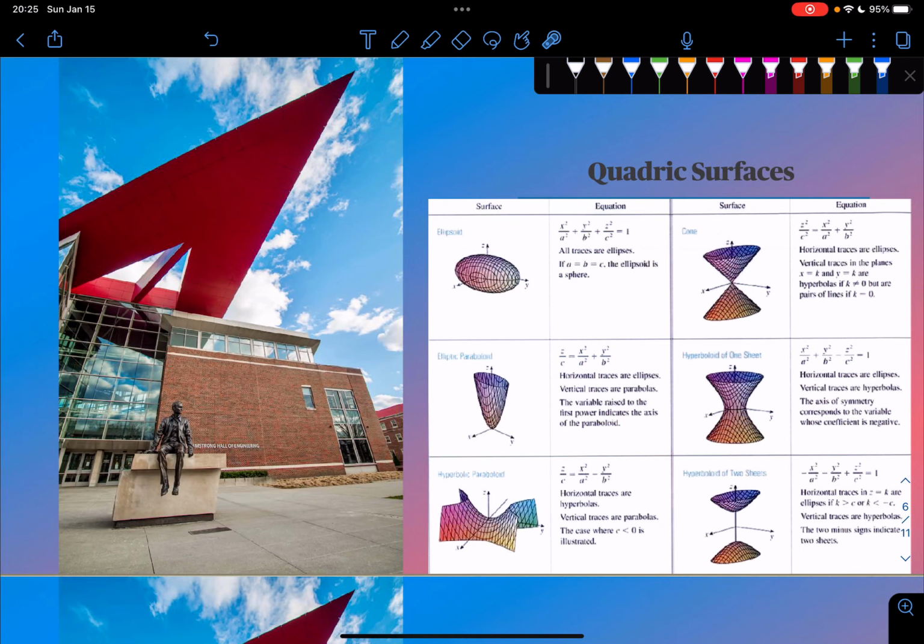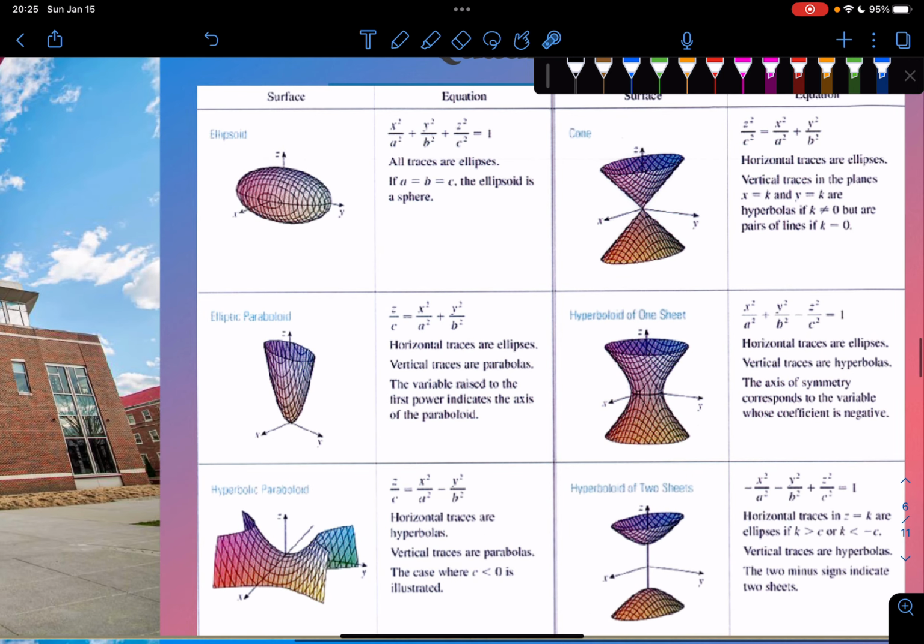All right, so the first one we have is the ellipsoid, which has the sphere as a special case. And then if we go down, this is the elliptic paraboloid. So we have the ellipse right here, and then we have a parabola right here. And then as we go down, we have the hyperbolic paraboloid. So we have the hyperbola going this way, and then we have the parabola going this way, and we also have a parabola going the other way. So it's two parabolas and one hyperbola: hyperbolic, parabolic.